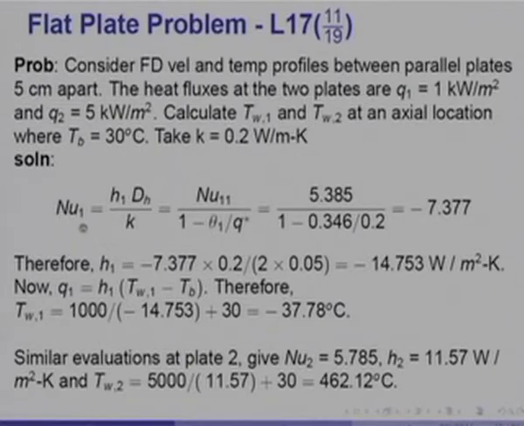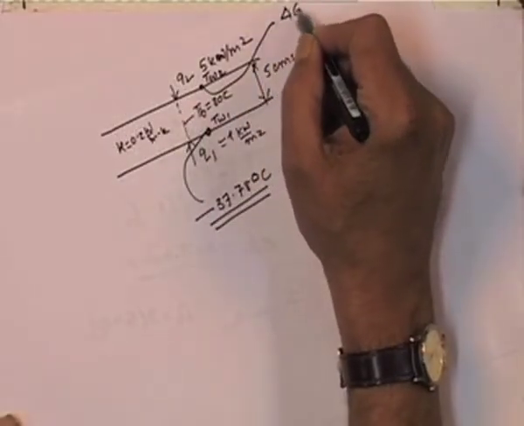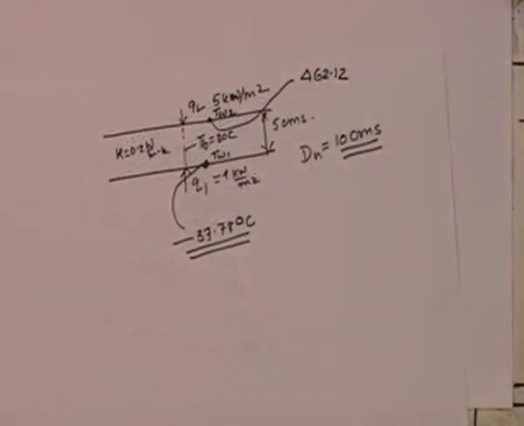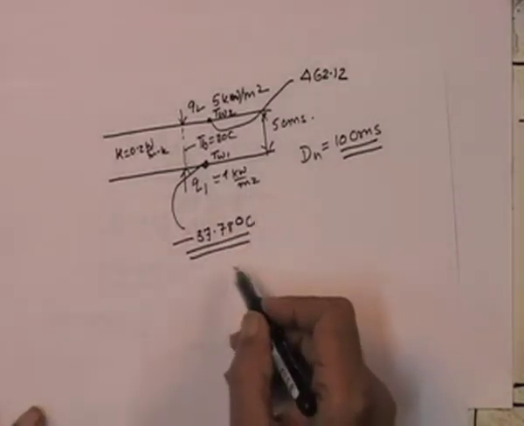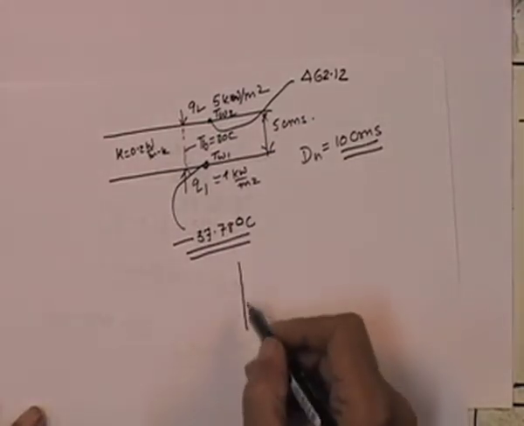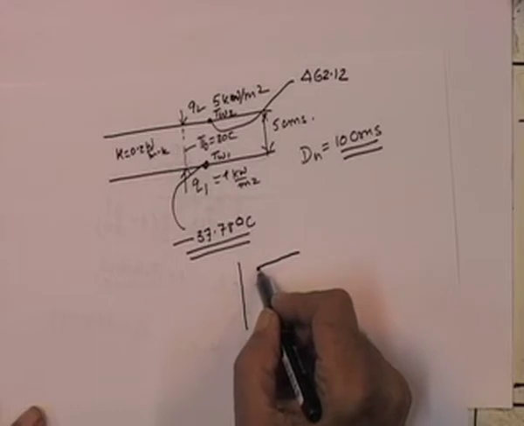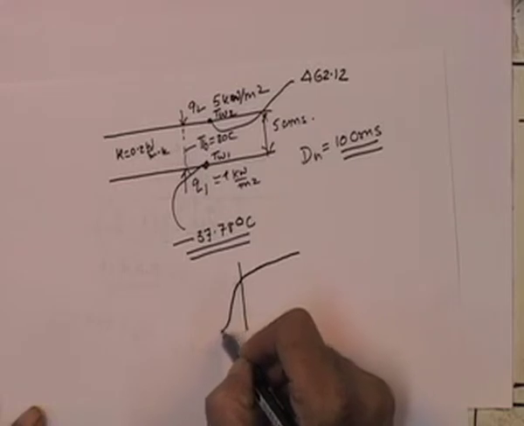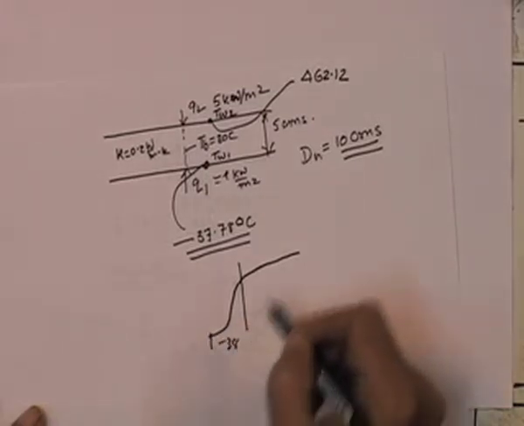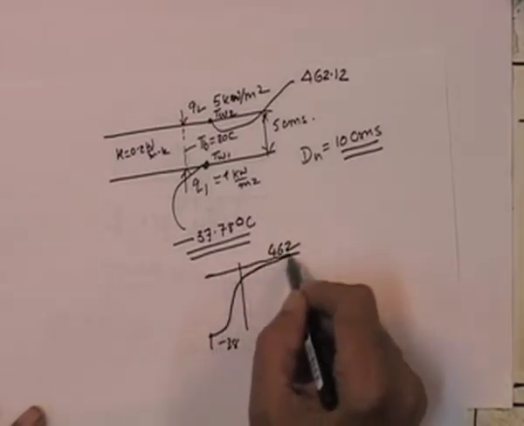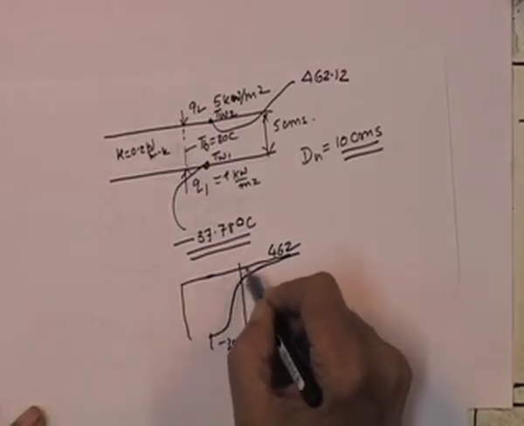You can do the same thing, Nu2 equal to h2 dH by k equal to Nu_22 over 1 minus theta2 into q star. And again, you will see Nu2 will turn out to be 5.785, h2 in this case will be 11.57, and Tw2 turns out to be 462.112. You can see what a great temperature difference there is. So, basically you have a situation where very high temperature on this side and a very low temperature on this side. So, minus 38 here, 462 here, and the average temperature is 30 degrees centigrade.